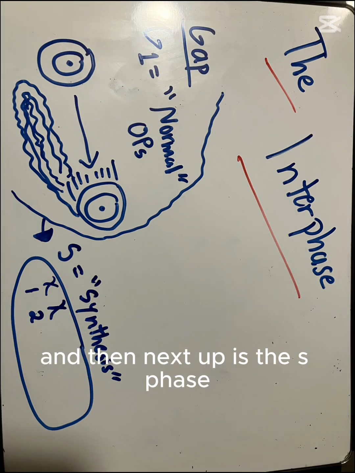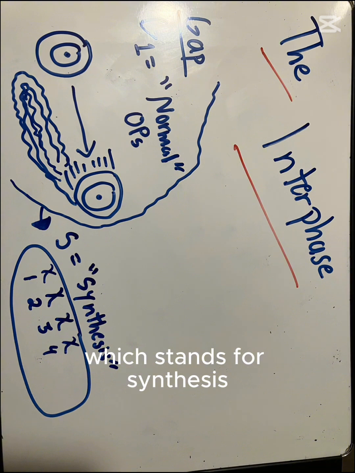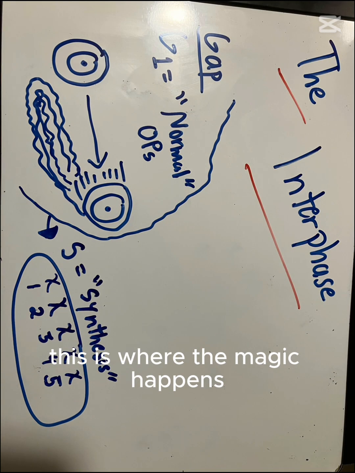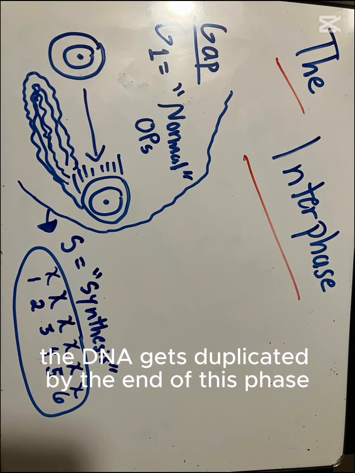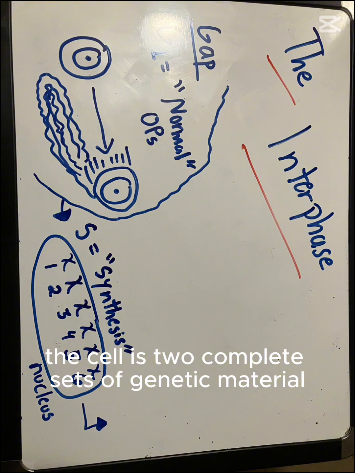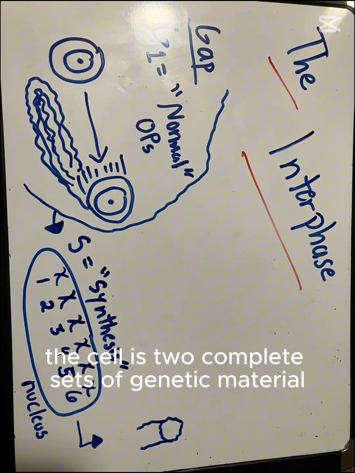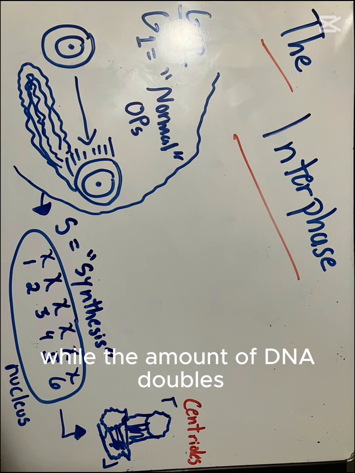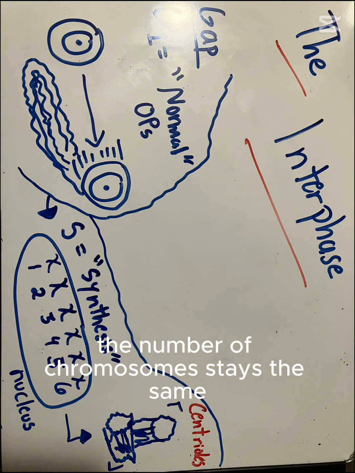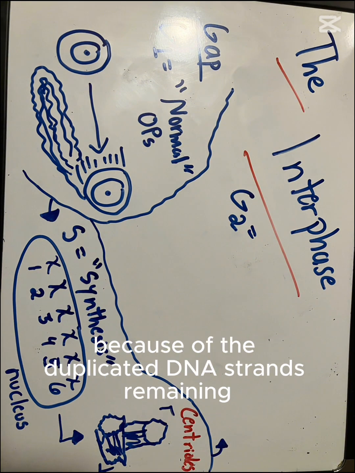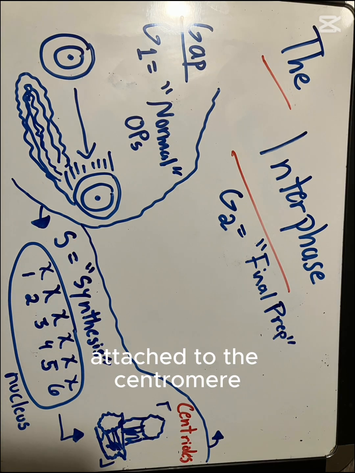Next up is the S phase, which stands for synthesis. This is where the magic happens. The DNA gets duplicated. By the end of this phase, the cell has two complete sets of genetic material. While the amount of DNA doubles, the number of chromosomes stays the same because the duplicated DNA strands remain attached at the centromere.